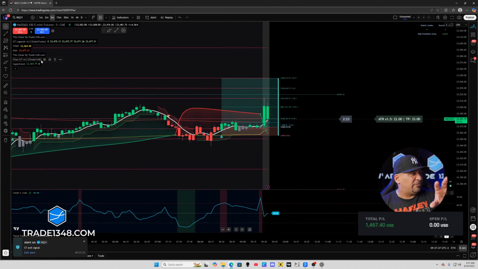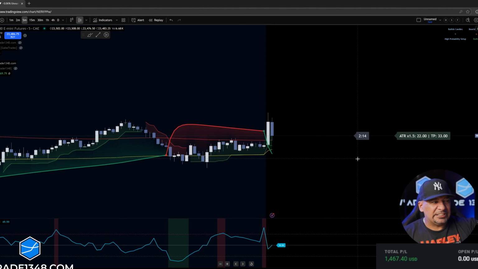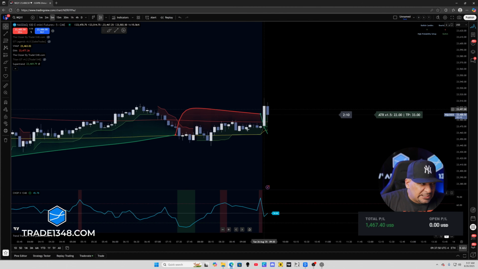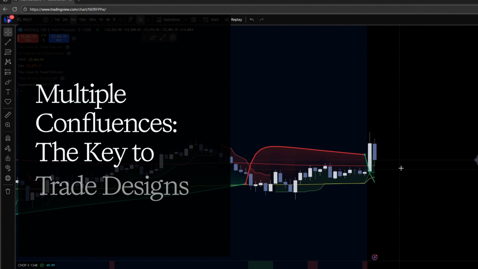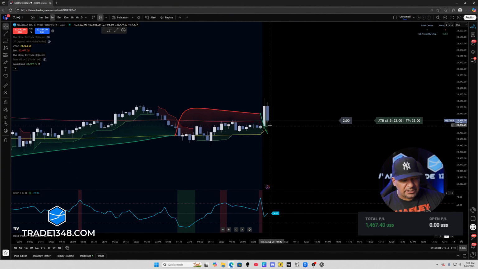So let me go ahead and rewind really quick. So we're going to take Titan GT. We'll leave the closer. We'll leave the GT Legends. Okay. So what do we have here? Multiple confluences. This is what my system's built on. This is what my trade designs are built off. It's multiple confluences. You see here, we got the confluences and we make our money. Really, really that simple.